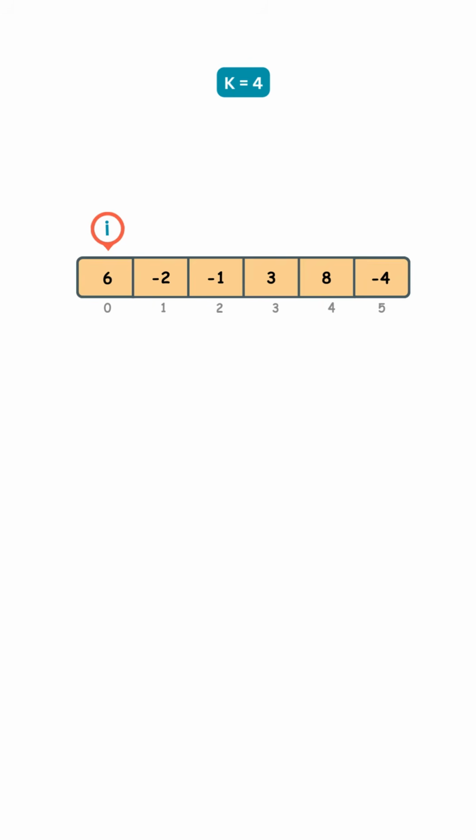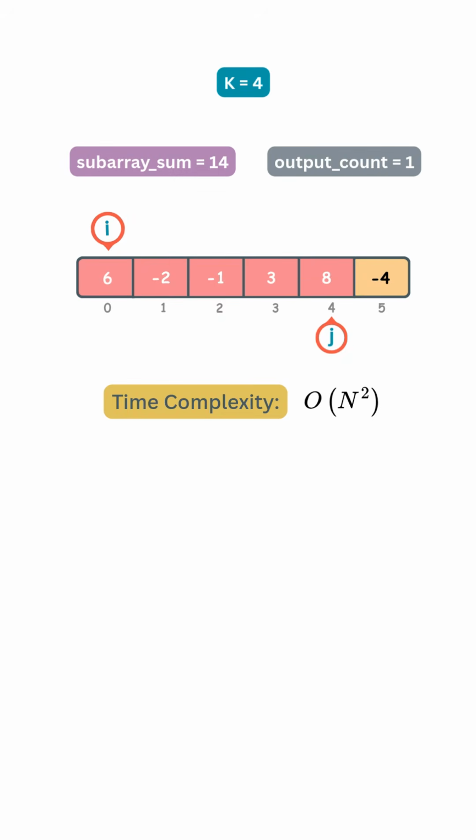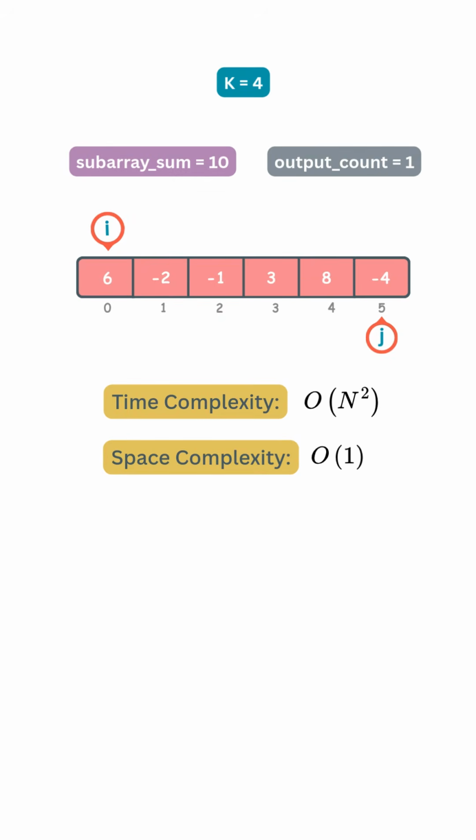For every i, we reset the subarray sum to 0 and expand another pointer j forward. We'll add elements as we go and increment the output count when the subarray sum equals k. This takes O of n squared time and O of 1 space.